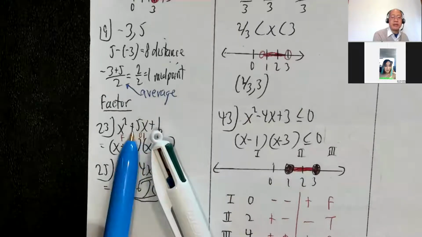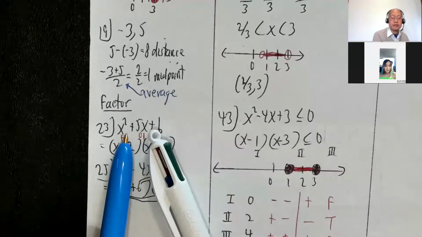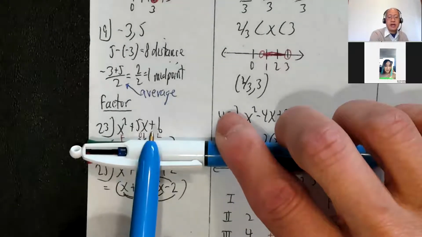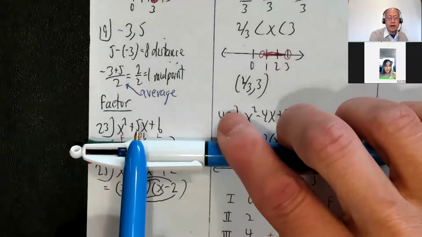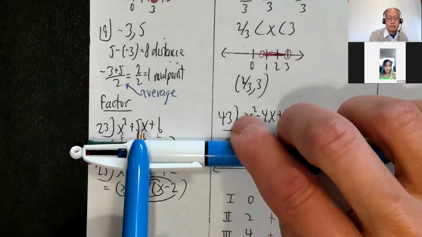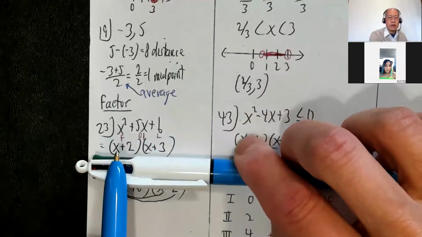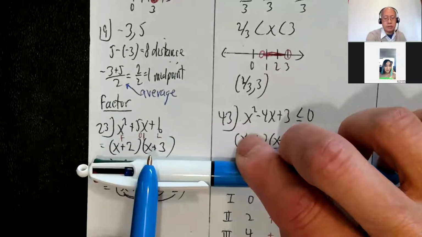Furthermore, I see a plus and a plus. I know plus plus is plus plus. And I see a 5 and a 6. So what two numbers have a sum of 5 and a product of 6? 2 and 3. 2 plus 3 is 5. 2 times 3 is 6. So final answer, x plus 2, x plus 3.